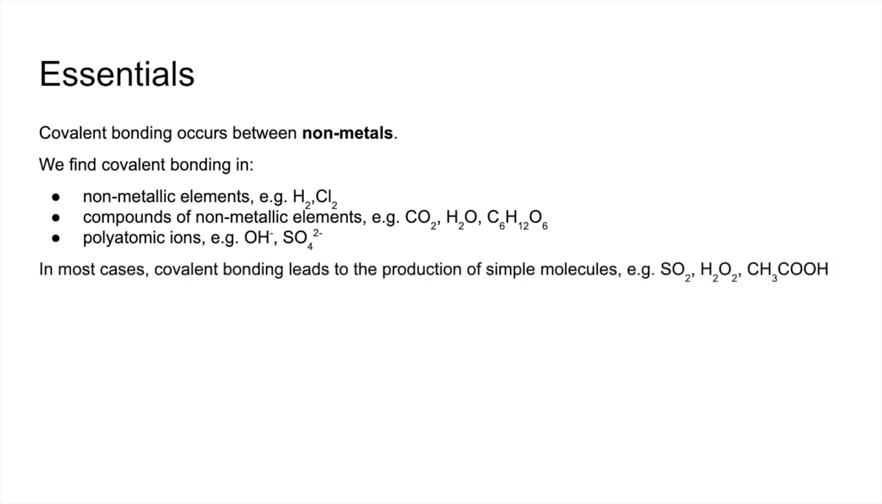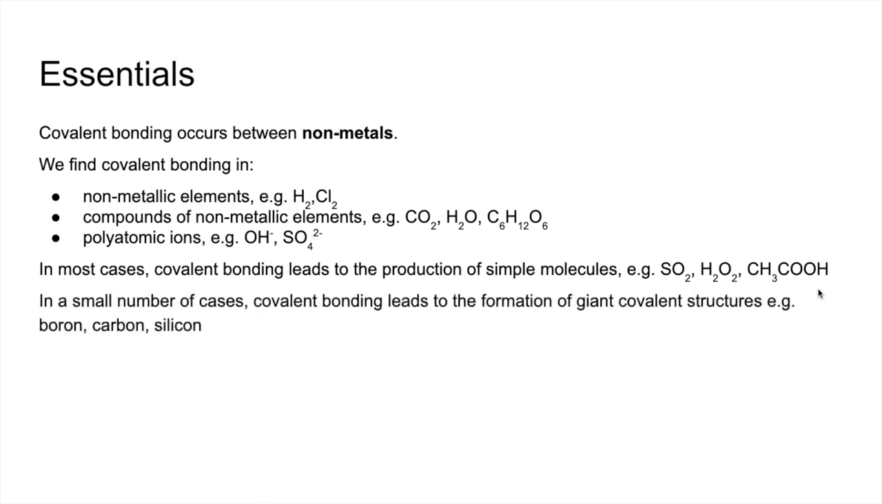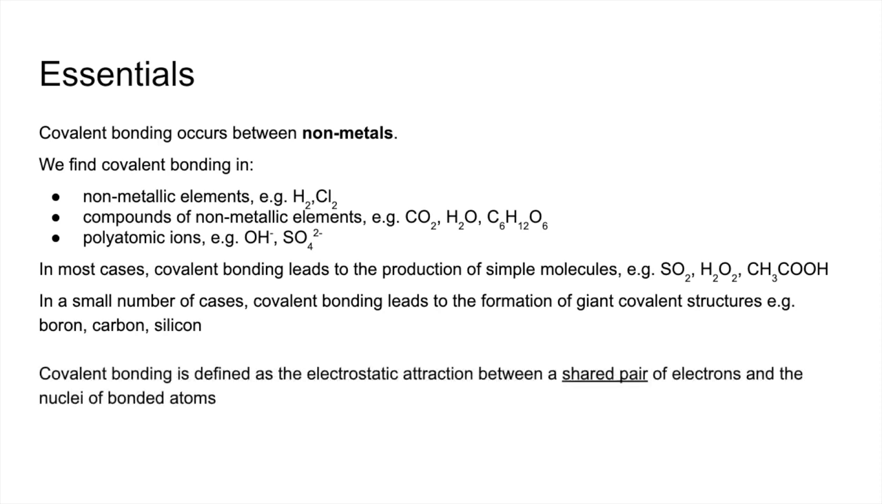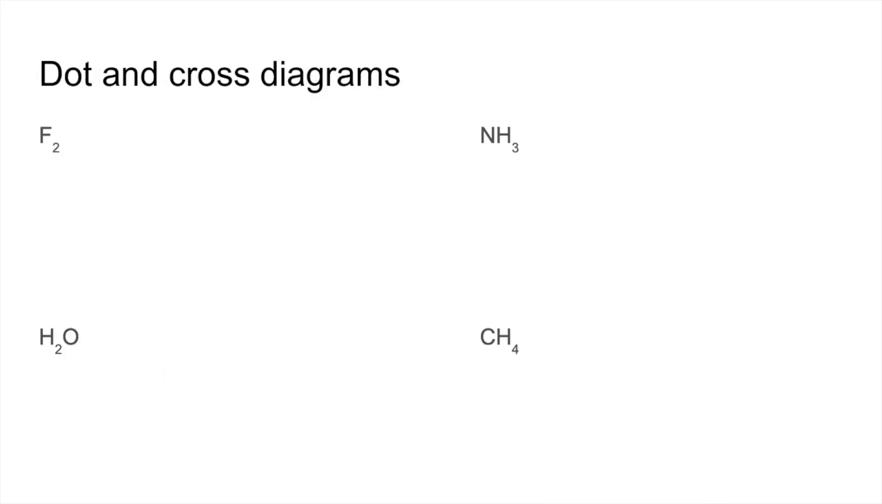In most cases, covalent bonding leads to the production of simple molecules. So these and these are all simple molecules, as are sulfur dioxide, hydrogen peroxide, and ethanoic acid. However, in a small number of cases, covalent bonding leads to the formation of giant covalent structures, and the examples we need to know about are boron, carbon, and silicon. And finally, the covalent bond is defined as being the electrostatic attraction between a shared pair of electrons and the nuclei of bonded atoms. So moving on to dot and cross diagrams now.